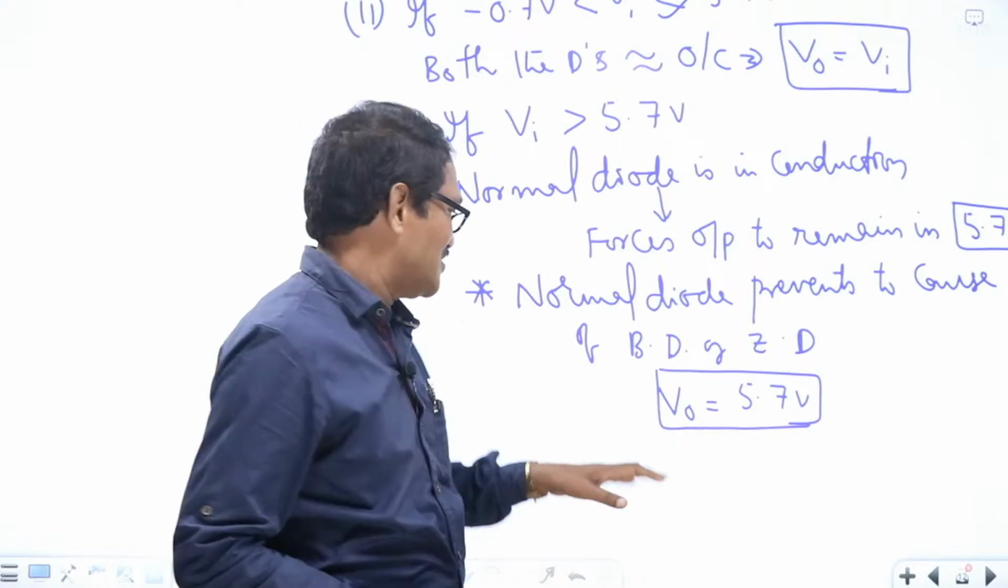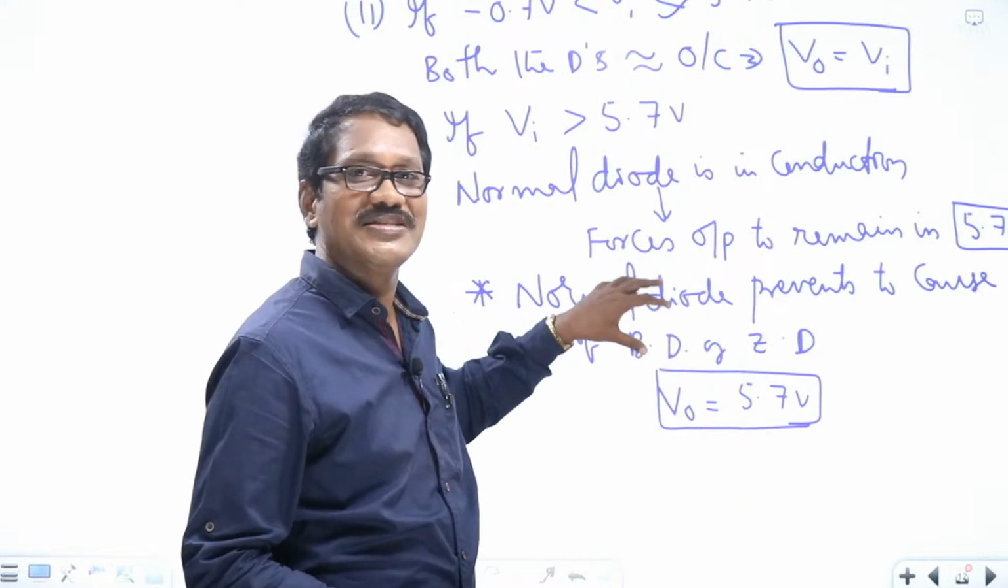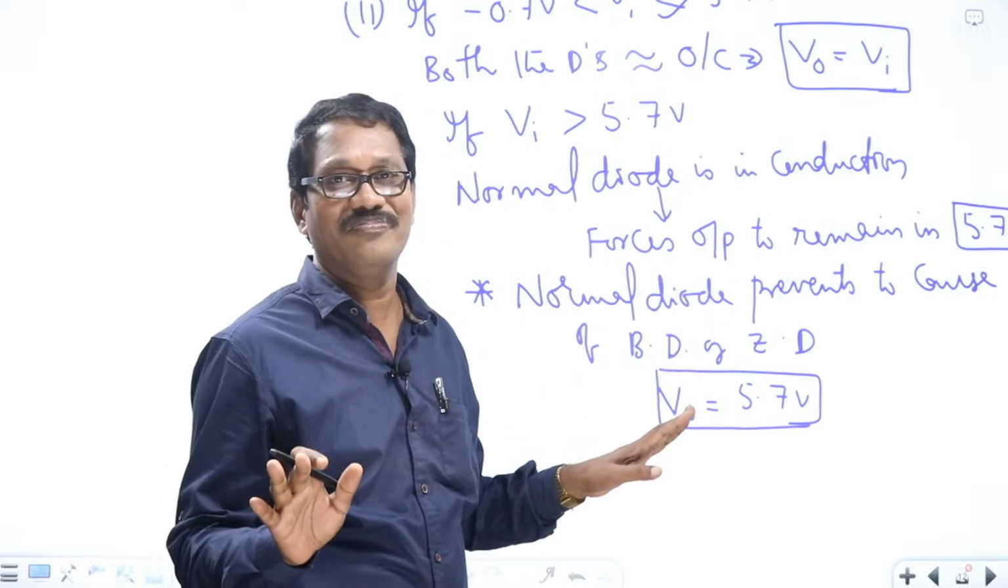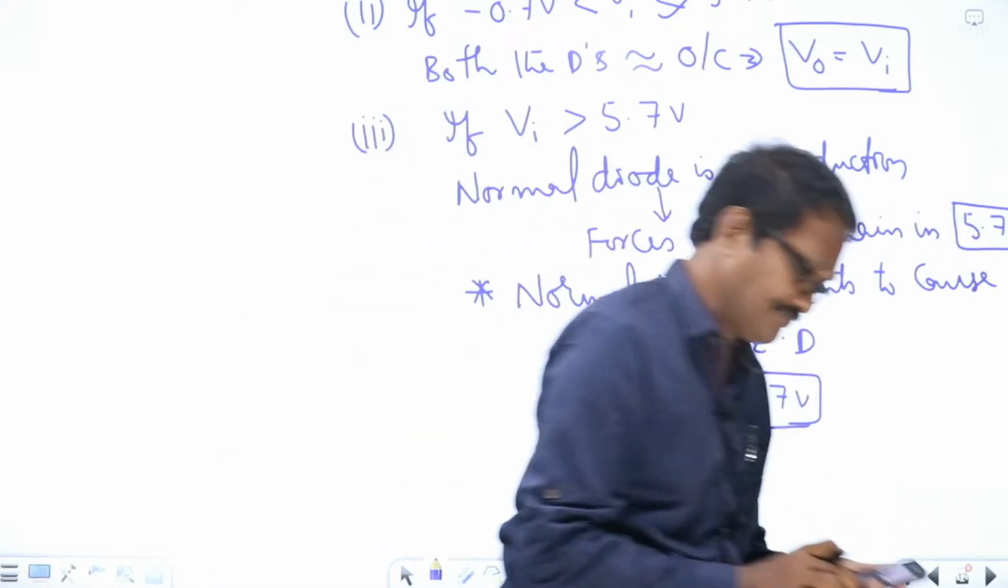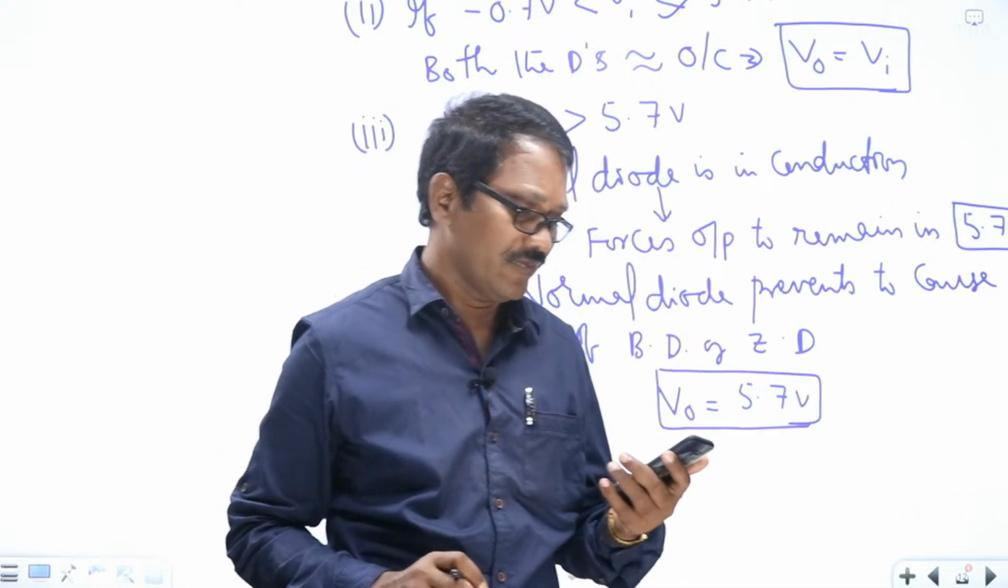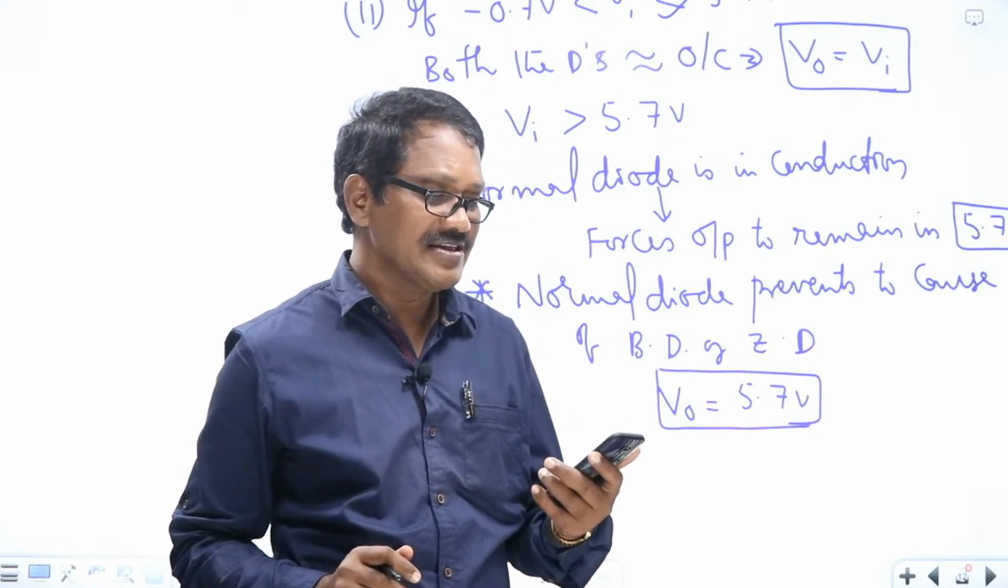Right? So that is why the output is always 5.7 volts only, and the Zener diode is in reverse bias but not in breakdown. Have you understood this? Right? If you have any doubt, please comment.